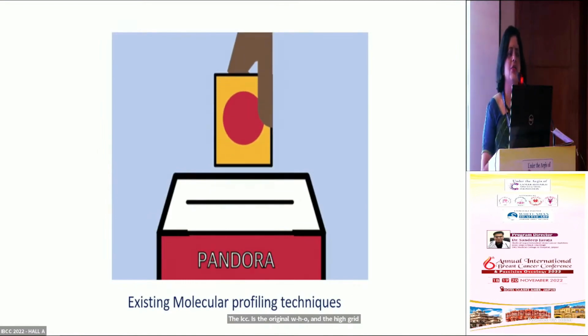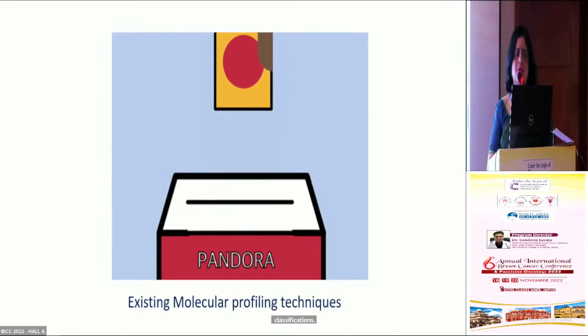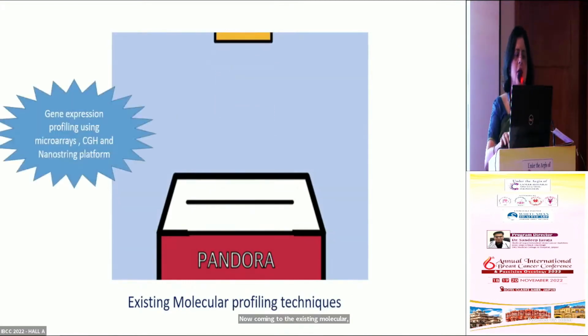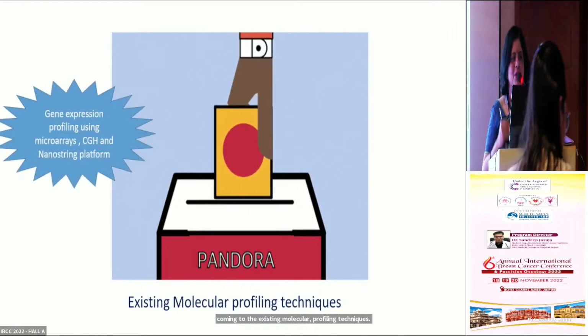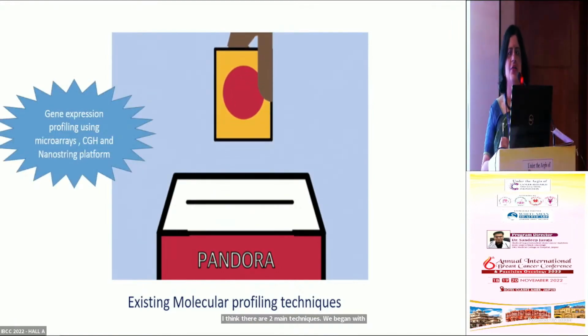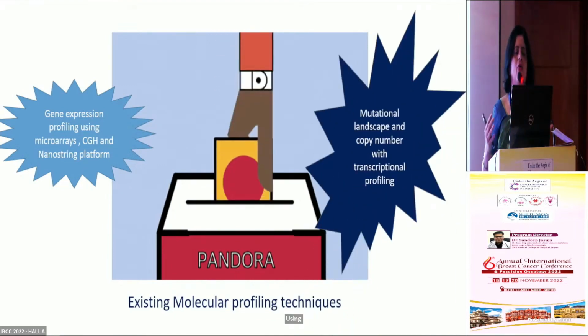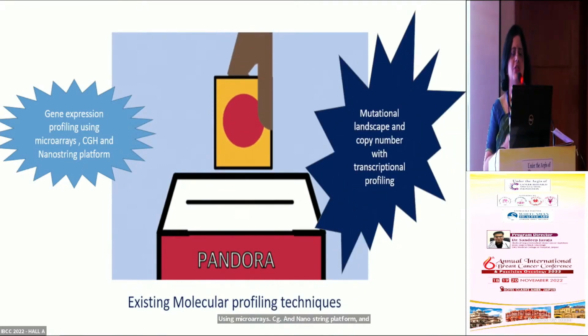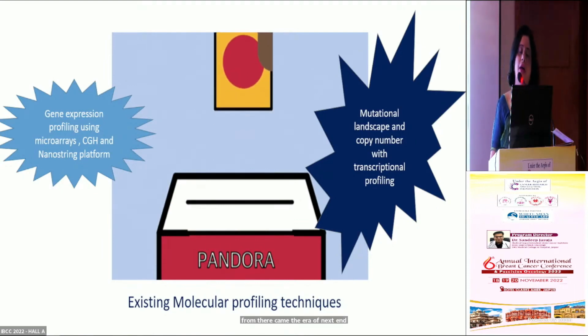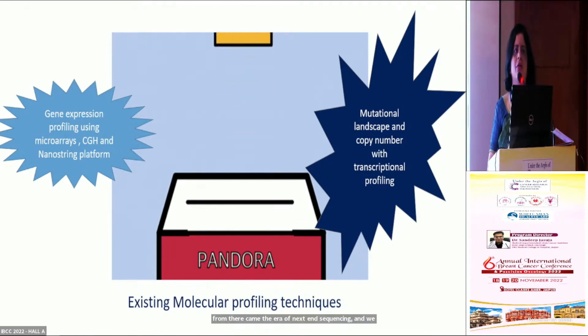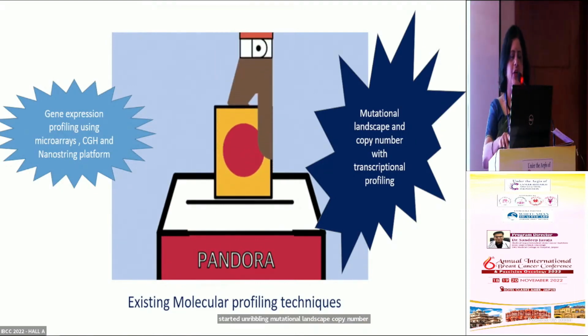Now, coming to the existing molecular profiling techniques, I think there are 2 main techniques. We began with gene expression profiling using microarrays, CGH, and the NanoString platform. From there came the era of next-gen sequencing, and we started unraveling the mutational landscape and copy number basis. Now we are in the era of transcriptional profiling.